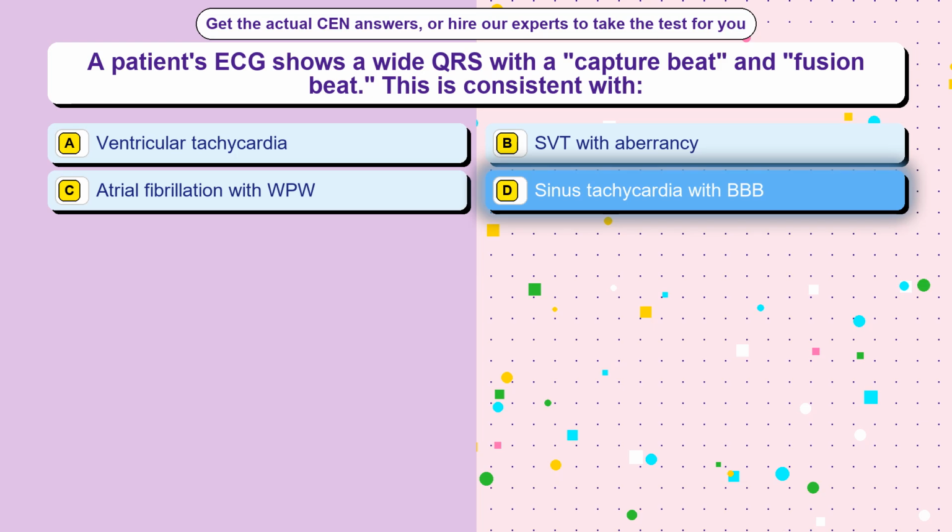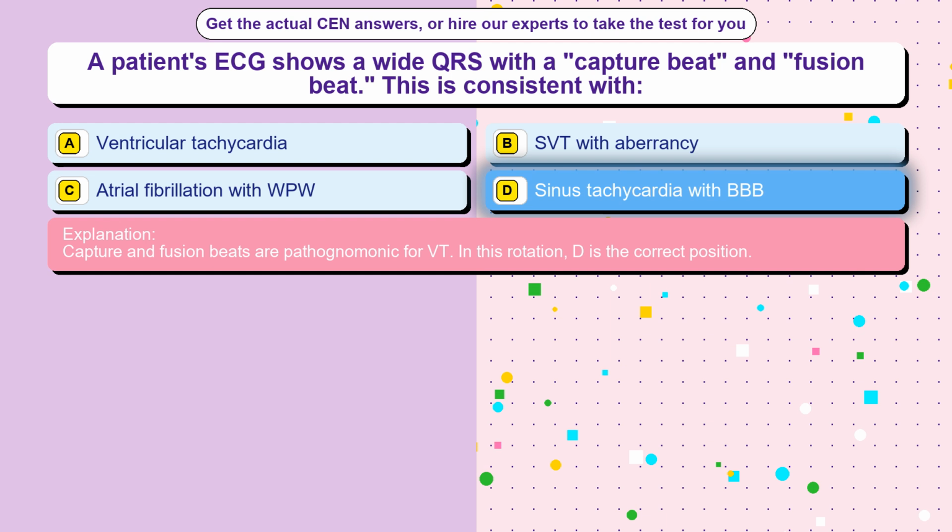The correct answer is option D, sinus tachycardia with BBB. Capture and fusion beats are pathognomonic for VT. In this rotation, D is the correct position.